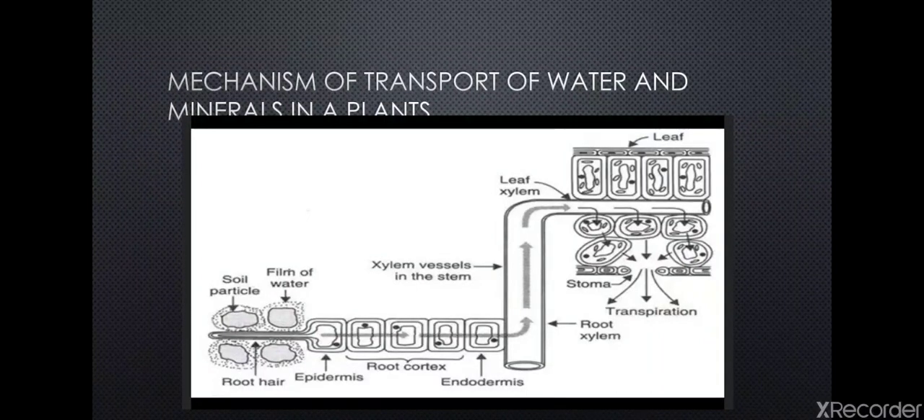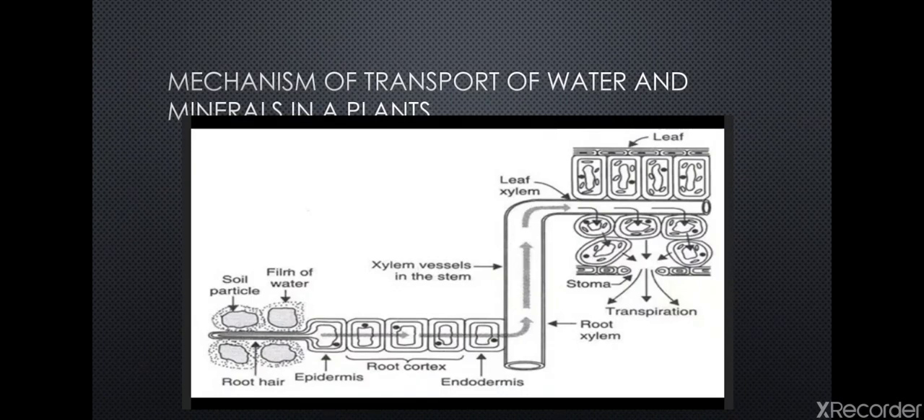Next, the xylem vessels of the root of a plant are connected to the xylem vessels of the stem. Here you can see in the picture that the xylem vessels of the root of the plant are connected to the xylem vessels of its stem. So the water enters from the root xylem vessels into the stem xylem vessels. The xylem vessels of the stem branch into the leaves of the plant.